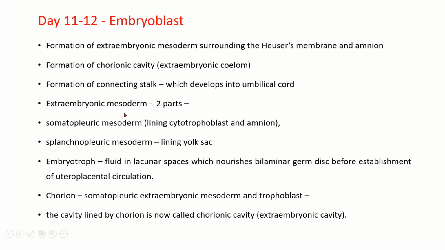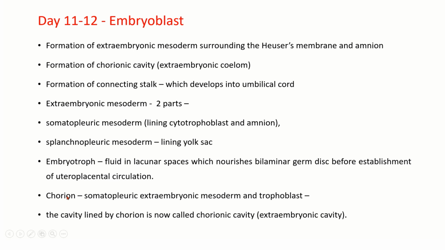The extraembryonic mesoderm has two parts. The somatopleuric layer lines the cytotrophoblast and amnion, whereas the splanchnopleuric mesoderm is the one lining the yolk sac. Embryotroph is a fluid present in the lacunar spaces which nourishes the bilaminar germ disc before establishment of uteroplacental circulation, along with the yolk sac. The yolk sac is the primary nutrition, and this embryotroph also helps in some part of nutrition.